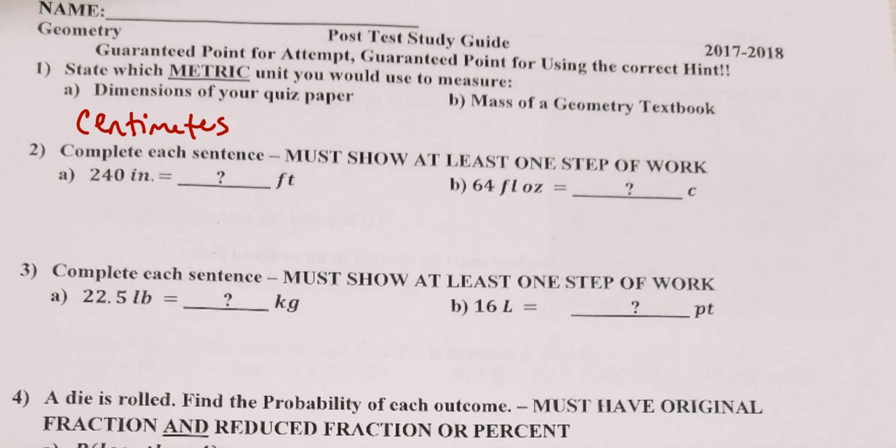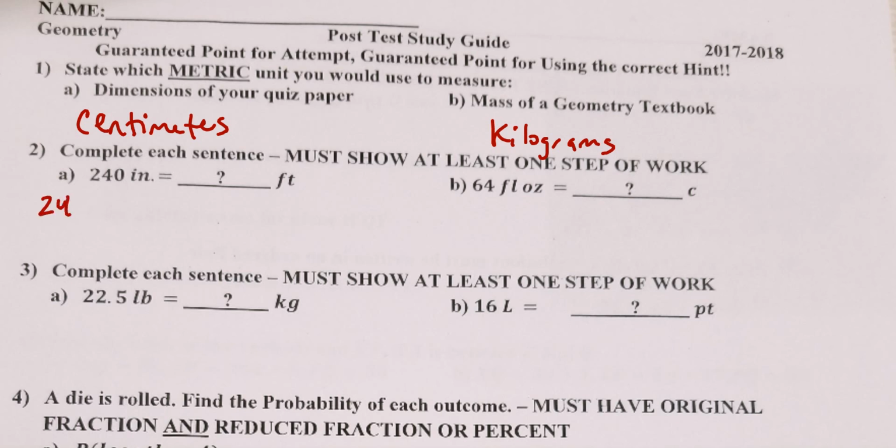Mass. If I was going to weigh my geometry textbook, you're probably thinking pounds right away, and pounds is kind of like kilograms. So kilograms is the metric version of pounds. That's it. All right, complete each sentence. You must show at least one step of work.